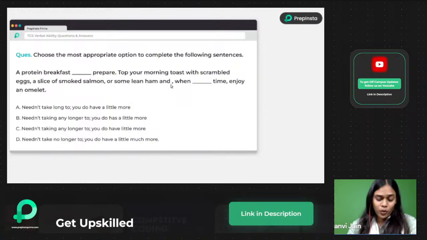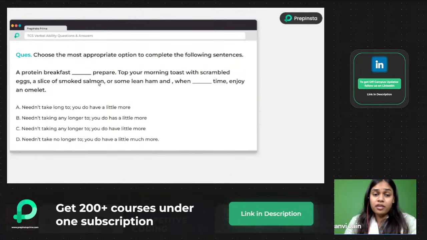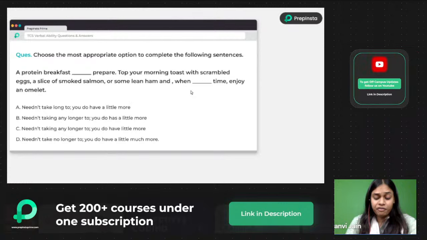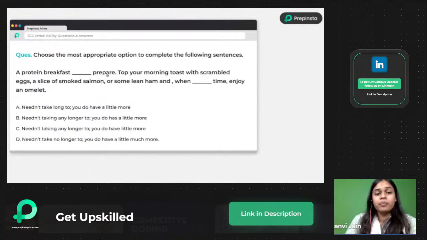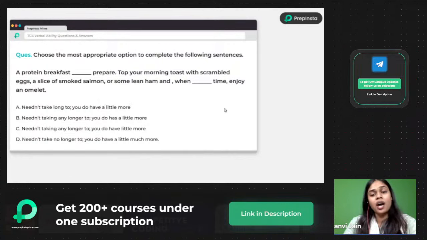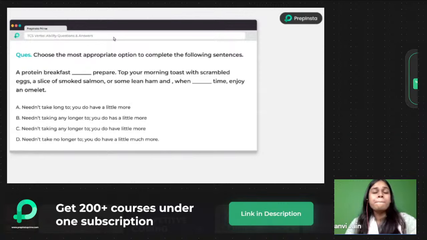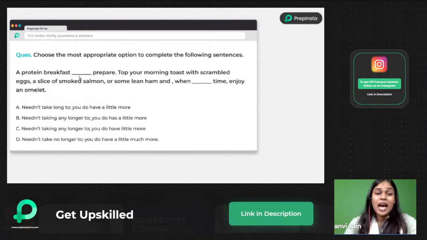Okay, so let's see. A protein breakfast dash prepared. Top your morning toast with scrambled eggs, a slice of smoked salmon, or some lean ham, and when dash time, enjoy an omelet. The first thing that we need to understand is that there are two things mentioned before and after the blank. The first thing is prepare. Now, this is a verb, right? And the second blank states time, which is a noun, right? So we need an action verb over here, which is going to be an infinitive verb, or which can be, let's say, a preposition, all right? So breakfast dash prepare, right?